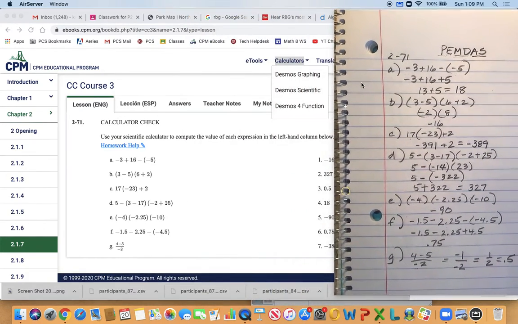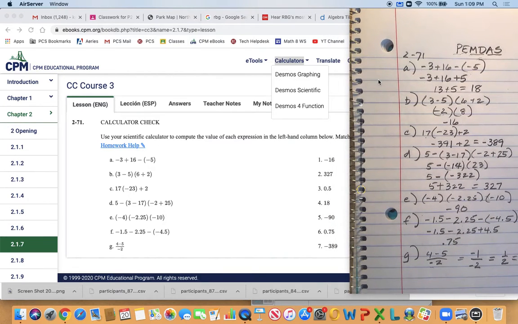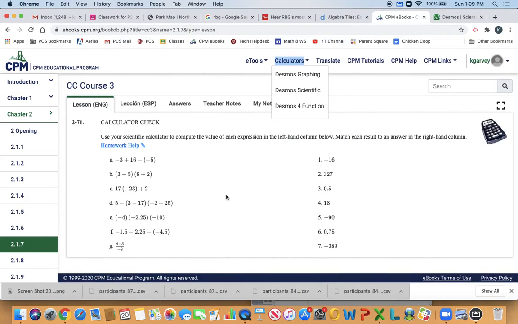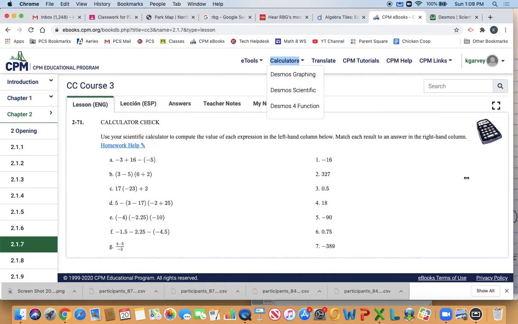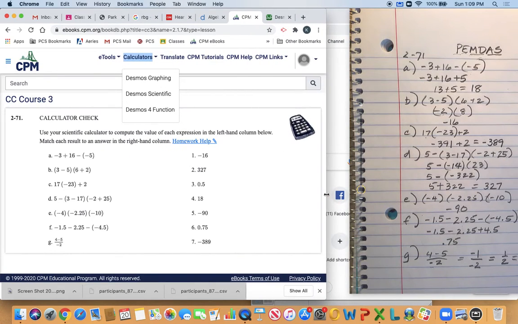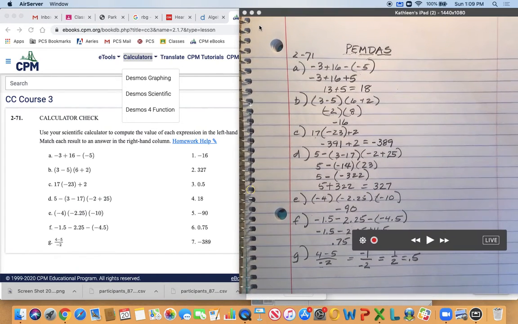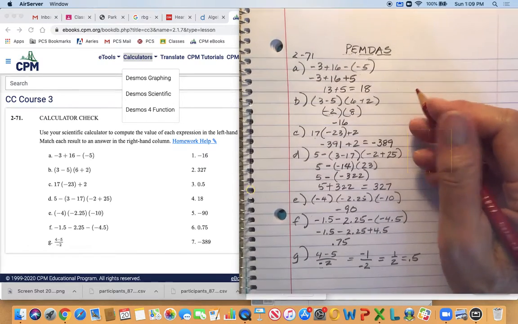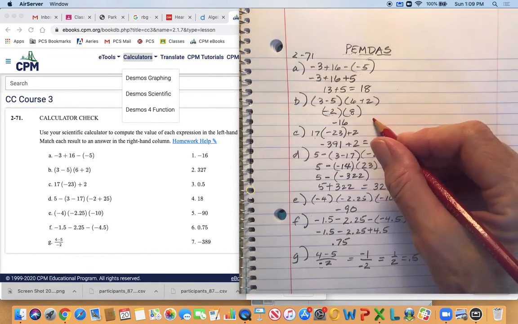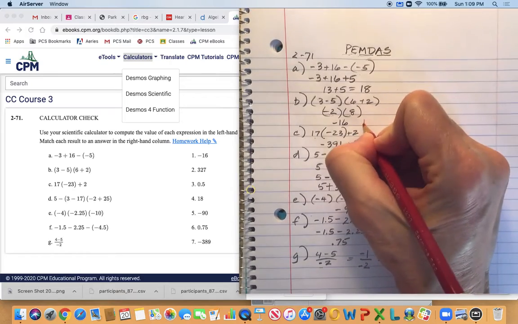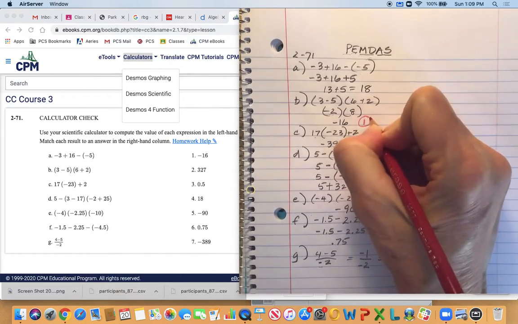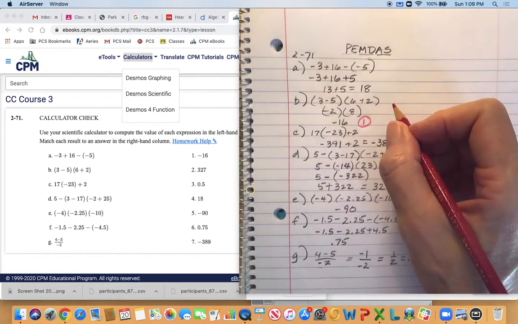Okay, so let us see if we can match these up with the answers that we have over here on the left. Okay, so it's a little hard to see this. Maybe I can zoom in. Yeah, that helps. Okay, so I'll move this over now. And let's see if we can match up the numbers. So 1 is negative 16, so that looks like it matches up with B. I'm going to do this in red so it'll be easier to see.